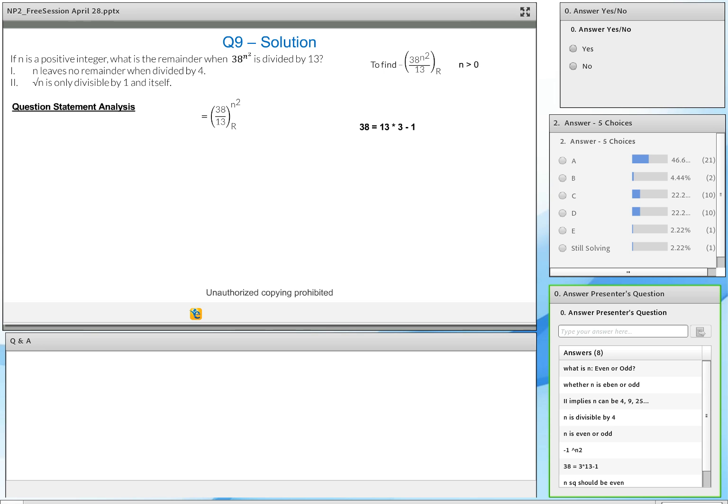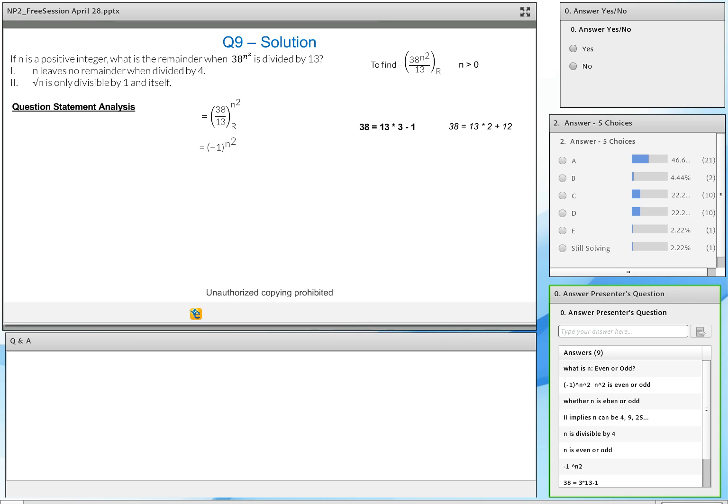Okay, the remainder. Now I can write 38 as 13 into 3 minus 1. If I were using positive remainders, my regular remainders, I would have gotten 38 is equal to 13 into 2 plus 12. There's no easy way in which I can do all of this processing with 12 as the remainder. So I choose to go ahead with the negative remainder. So what I get is minus 1 raised to the power n squared.